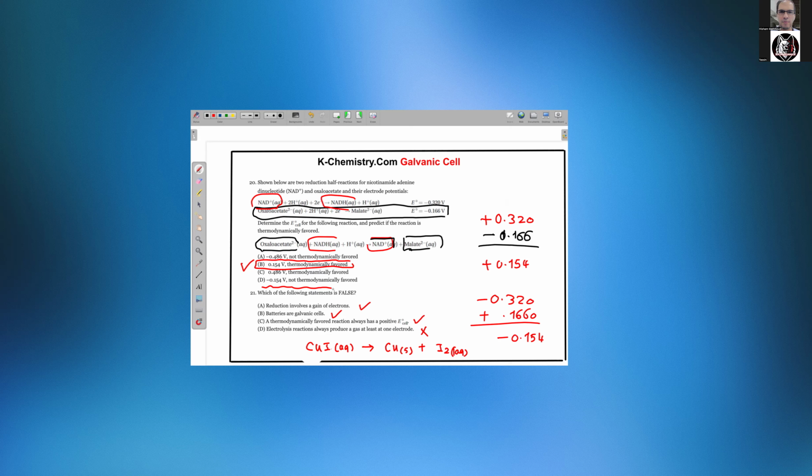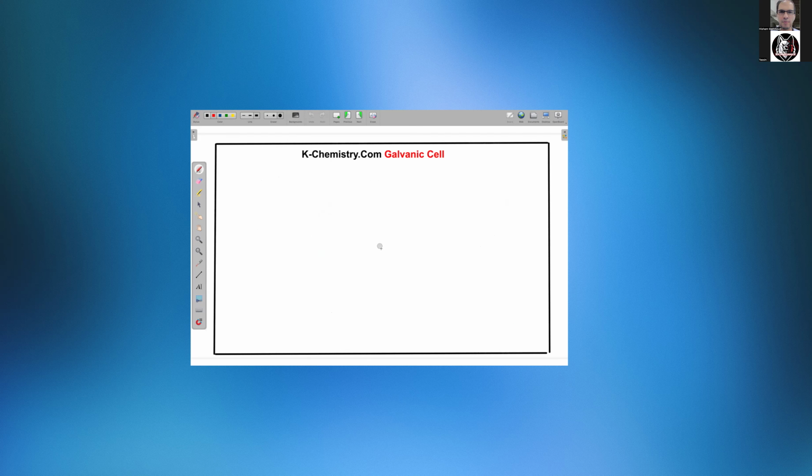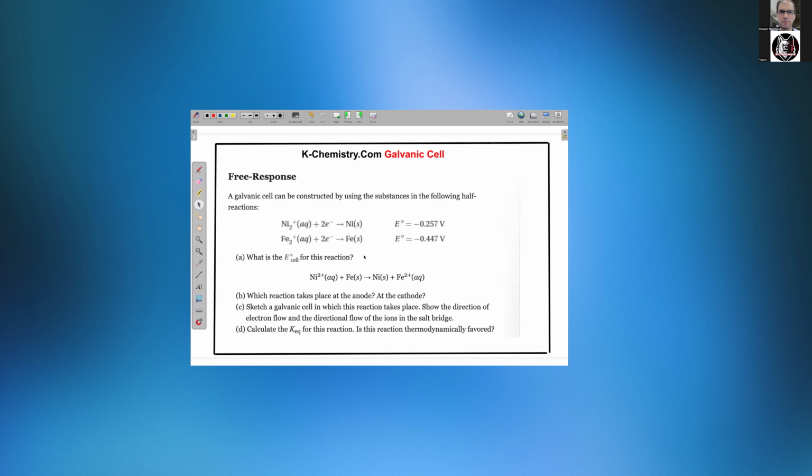Okay, the free response questions are these ones. A galvanic cell constructed by using the substances in the following cell, what is the E node cell for the reaction? So Ni2 plus has been reduced, keep it as it is. The iron has been oxidized, reversed, so it will be plus 0.447 and minus 0.257. When we do that, what do we get? Bismillah.